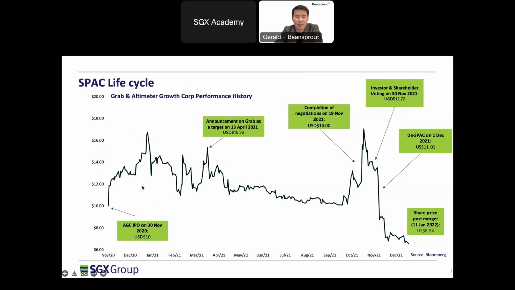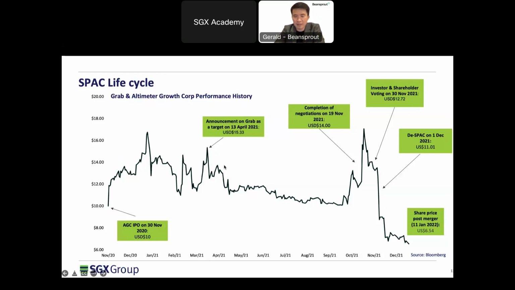There was various speculation about different companies it could potentially acquire. So we see volatility in the share price, even though no formal announcement was made. But in April 2021, they made an announcement that it had identified a target, which in this case was Grab. And then the share price went to $15 per share after the announcement.